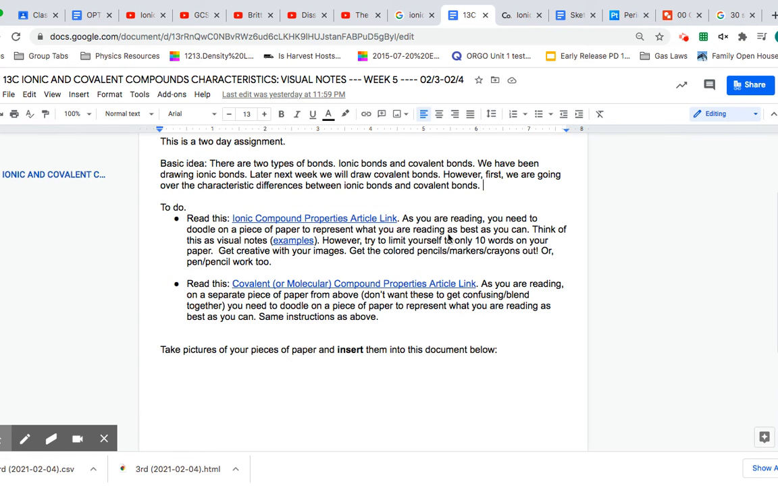As we read, you need to doodle on a piece of paper to represent what you are reading as best as you can. You're going to love it. Think of this as visual notes. I'm going to show some examples. However, try to limit yourself to only 10 words on your paper. Get creative with your images. Get the colored pencils, markers, or crayons out, or pen or pencils work as well. So I will show you the examples, and I'll give you a minute to go get a piece of paper and whatnot.